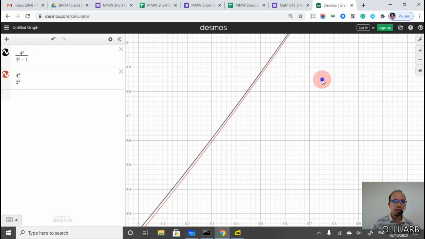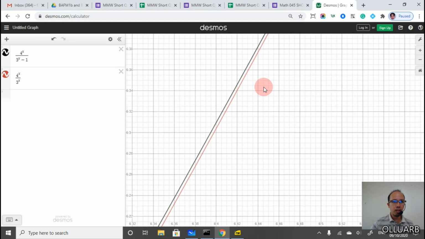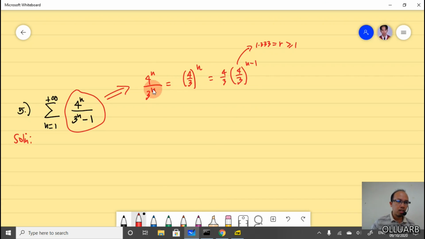If you look at the graph, if you move upward and you zoom out, the black one is clearly bigger. The value is greater than the red one. So we verified that clearly the series.